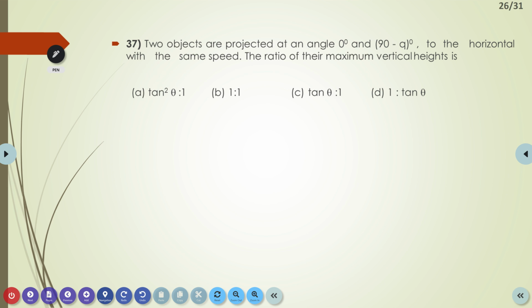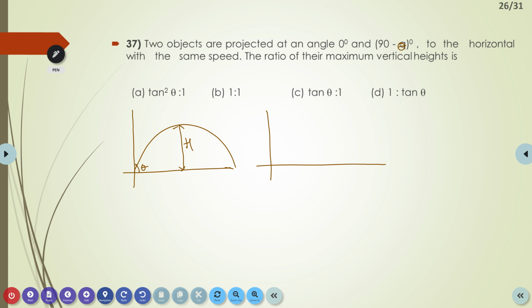Two objects are projected at an angle of theta degree and 90 minus theta degree to the horizontal with the same speed. The ratio of their maximum height is asked. This is the angle theta, this is the height H. This is one particle. And another one is asking, what is this height? Here, this angle is 90 minus theta. One is theta and another one is 90 minus theta.